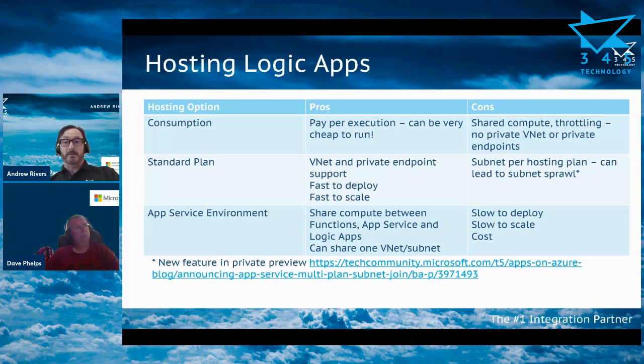But you've got less control over that. It's not on your own network. Standard plan is on your network, but what you can find is if you've got a lot of standard plans, each of those then gets its own subnet, and you actually have a lot of sprawl on that. There is a link on here to a new feature that's going to help with that, but it's, I think, only in private preview at the moment. And then App Service Environments are also in a private dedicated space. Everything that's in an App Service Environment can be on the same subnet. So you've got that network simplicity, but it's potentially more expensive, and the deployment model is different.